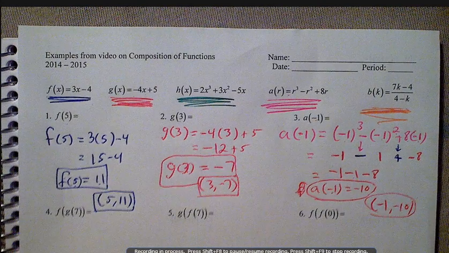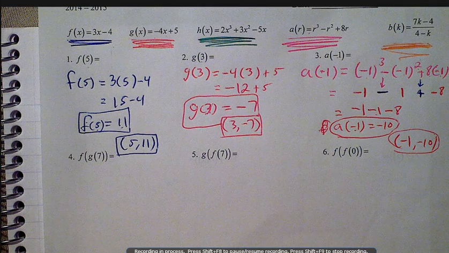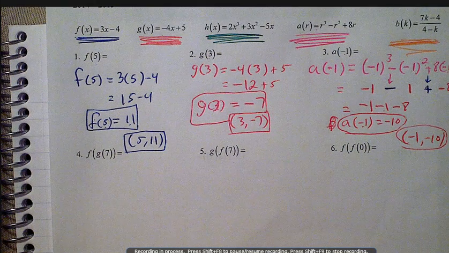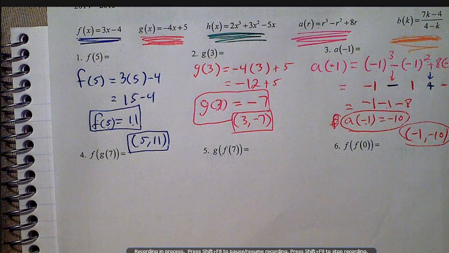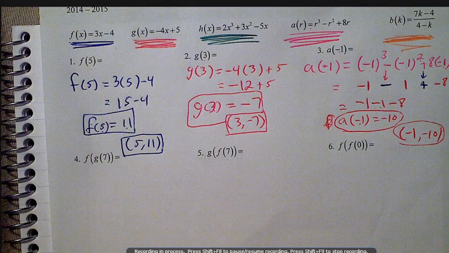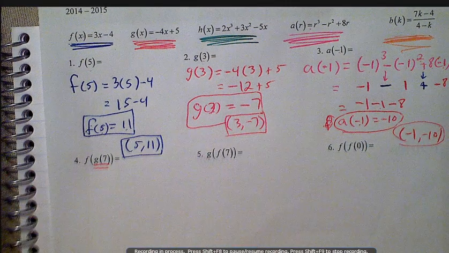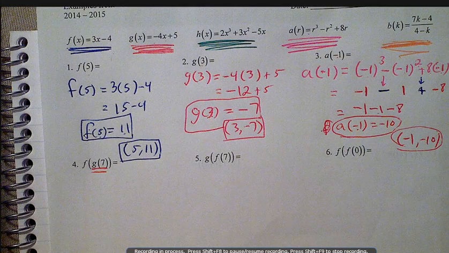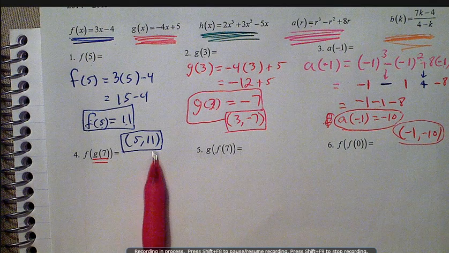Okay, number 4. Now these are done the exact same way. These are composition of functions. We have a function inside of a function. So to do these problems, you work your way from the inside out. So first what you're going to do is you're going to start with the innermost function. So in this case here, g of 7. So calculate g of 7 first. And then when you get the answer, you're going to substitute it in and become f of that number.